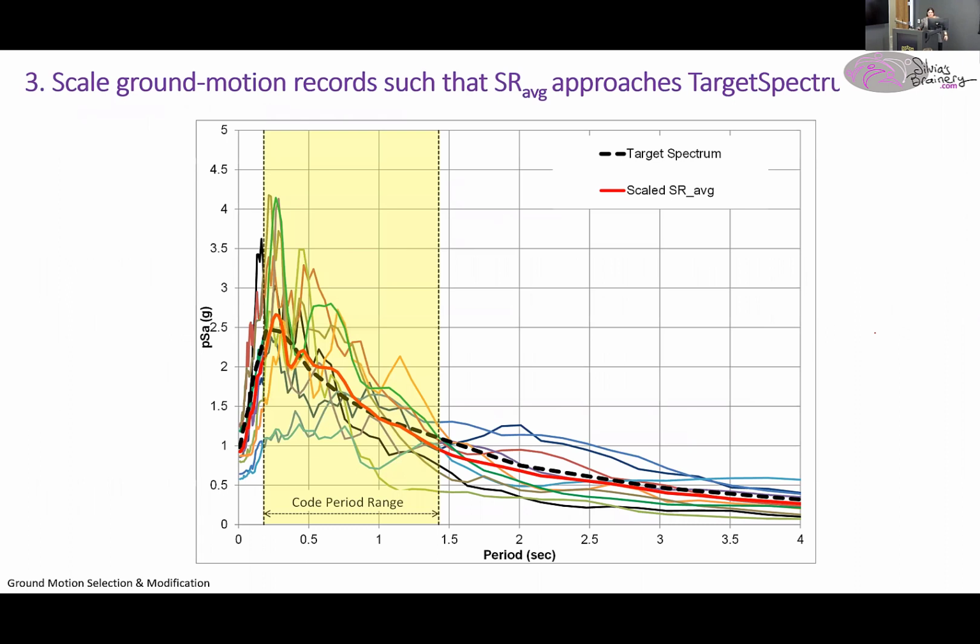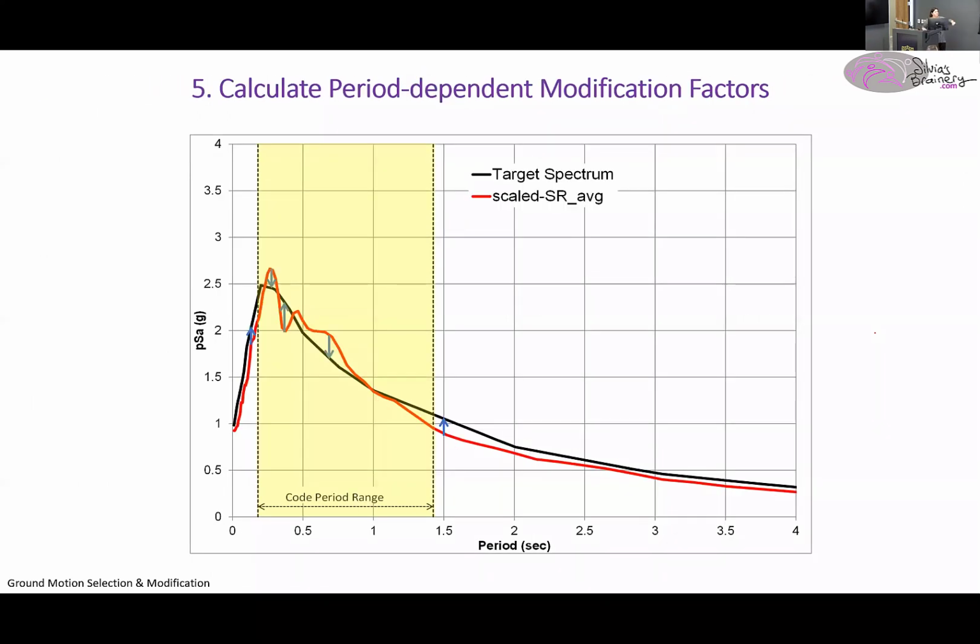So graphically, this is where you start. I've amplitude scaled my records to meet the mean square error, though, okay? You don't need to be above the target spectrum. Once you're at this point, this is the one slide. All the other slides today are just fillers. This is really the key slide that tells you exactly what you need to do.